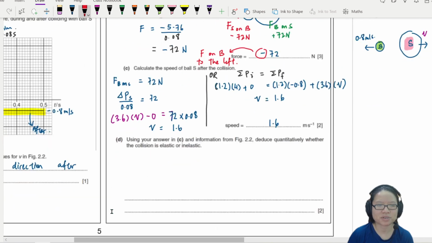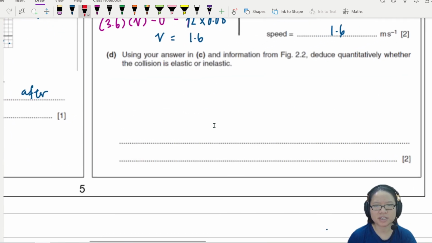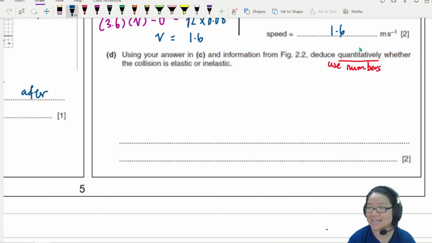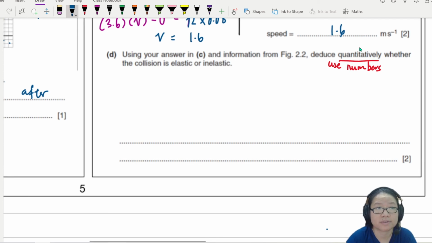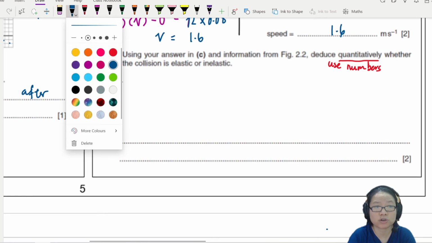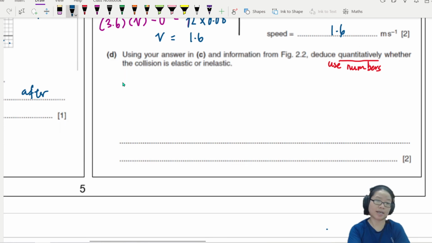Next part of the question. Using your answer in C and the information from the graph, deduce quantitatively. So when I say quantitatively, it means use numbers. Use numbers whether the collision is elastic or inelastic. If you want to put down numbers to know whether it's elastic or inelastic, you've got two choices. You could either find the kinetic energy or you could use the relative velocity equation. So I'm going to show both.